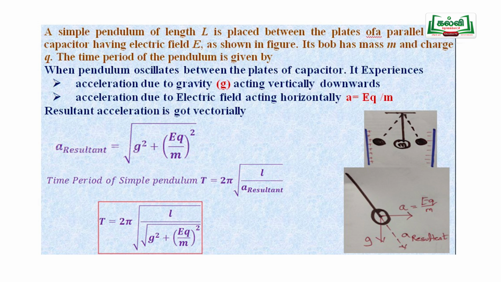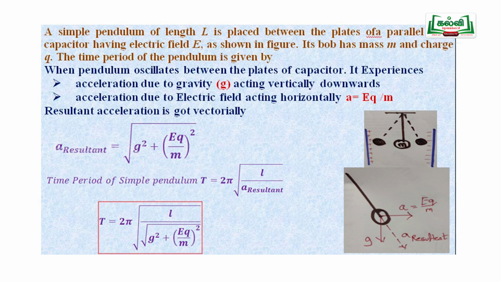One, the acceleration due to gravity, which is acting vertically downwards. Second, the acceleration due to the electric field, which will be acting horizontally between the plates. So, a is equal to force by mass, force is EQ, so a is equal to EQ by m. Now I am getting two accelerations, one g acting downwards, another a acting horizontally.